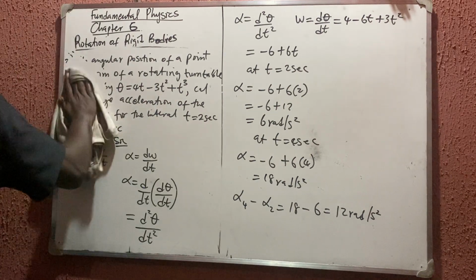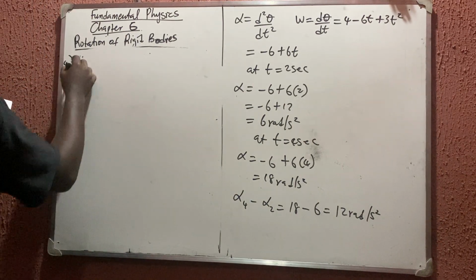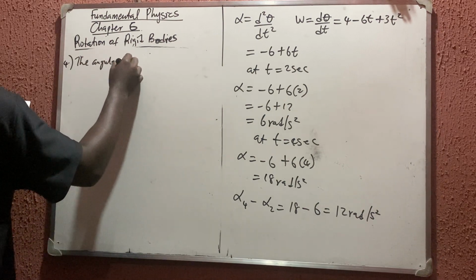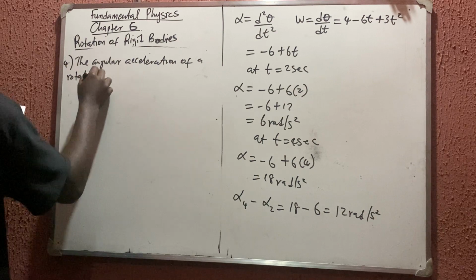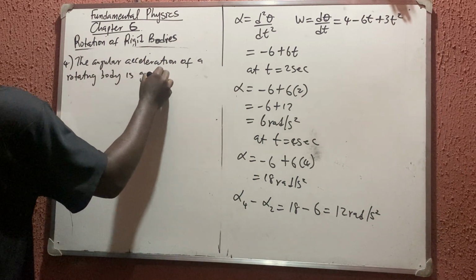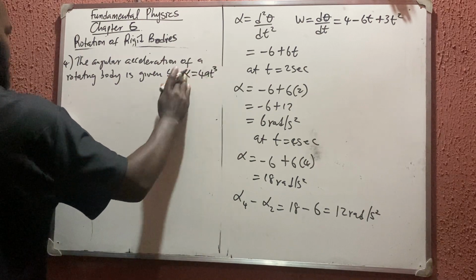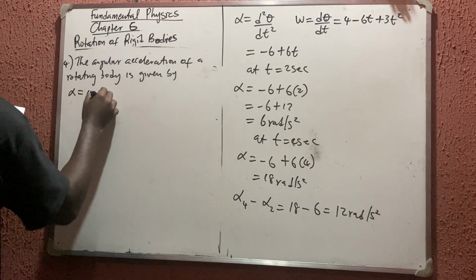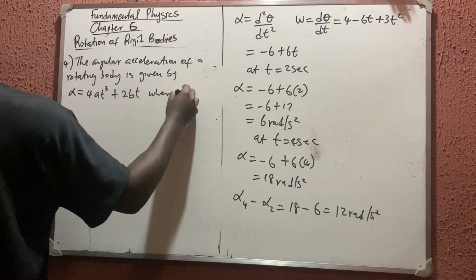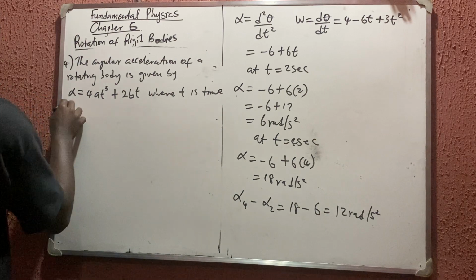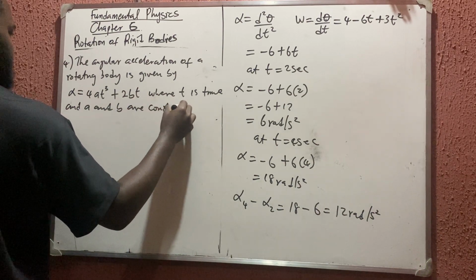So we'll go to the next question. Question number 4 said: the angular acceleration of a rotating body is given by alpha is equal to 4a t cube plus 2bt, where t is time and a and b are constants.